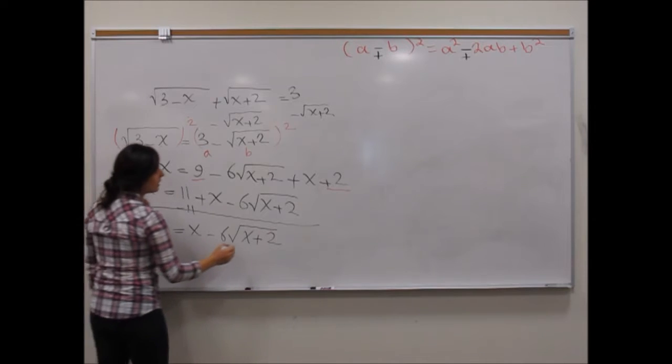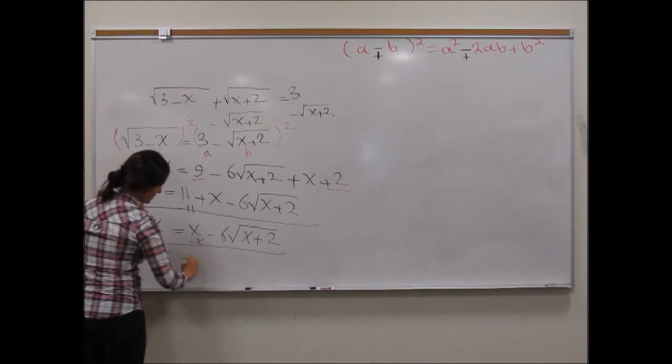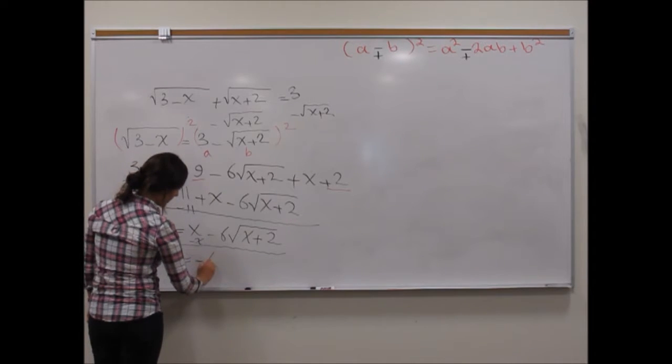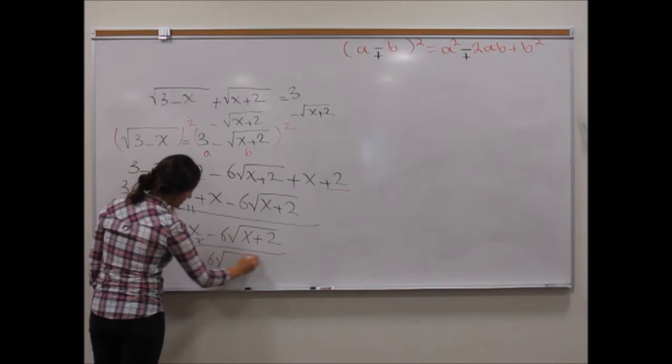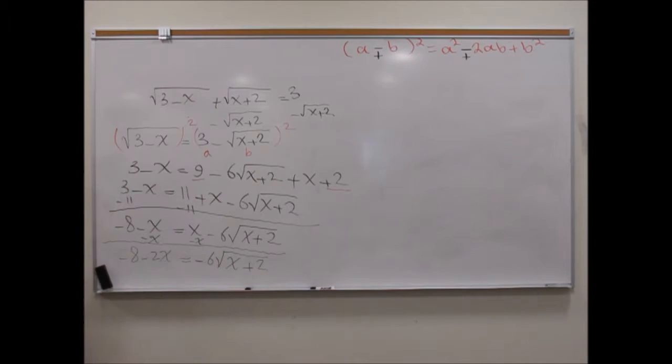I'm going to have negative 8 minus 2x, because negative x and negative x. So minus 2x, these two would cancel each other, so I'm going to have negative 6 times radical x plus 2.